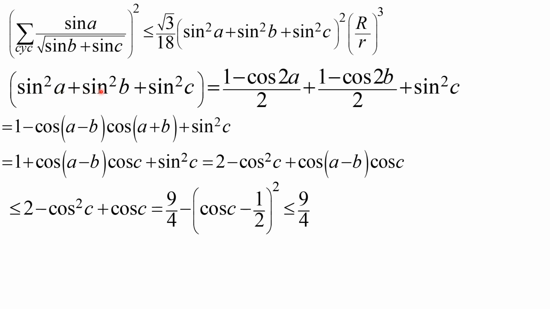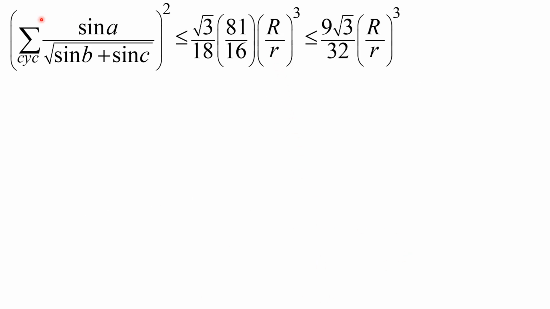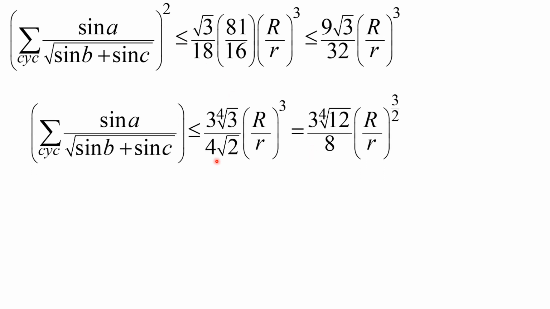Sine squared A plus sine squared B plus sine squared C is less than or equal to 9 over 4. And by applying all of them together, I found this value. And don't forget to take the square root to reach my maximum value, which was at the beginning of the problem. And this problem was not solved at the author's page until I solved it, and I proposed it on his page and also here on YouTube.